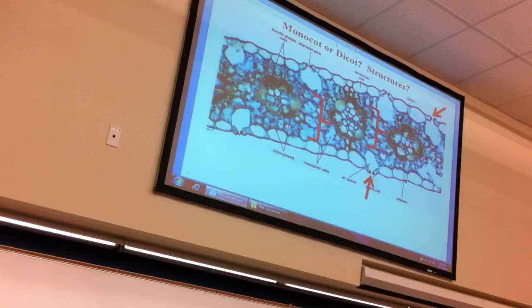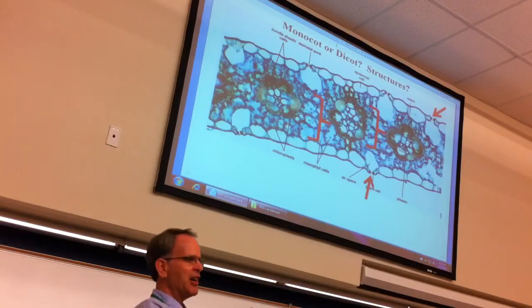Okay, would this be a monocot or dicot? Monocot. That would be a monocot. There's a parallel venation, and so that means that this bracket here is a vascular bundle. And what do you call this layer here? Spongy mesophyll. There's no palisade.